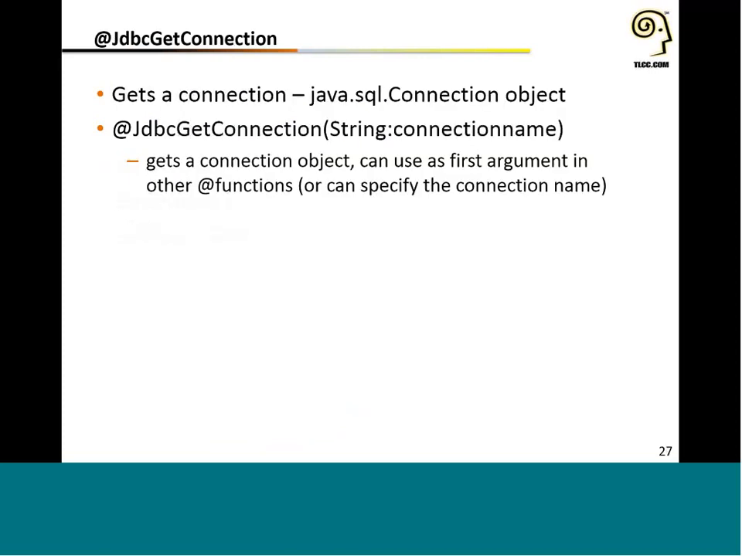First one is the JDBC. All of these new app functions start with JDBC. So after you install the extension library, you'll see these in the various type ahead capability. If you just type @JDBC, it will show you these new app functions. The JDBC get connection returns a java.sql.connection object, so you can then work with that with Java code.